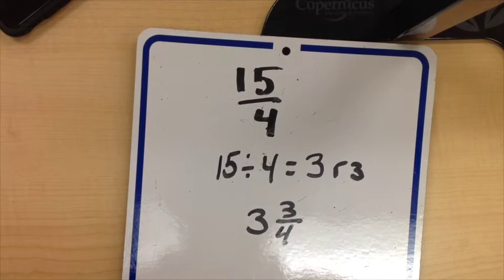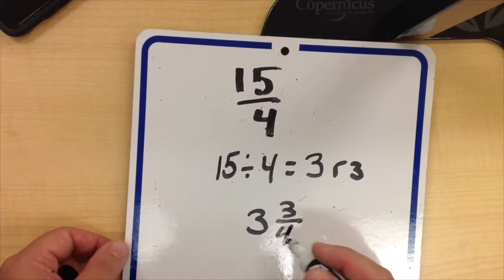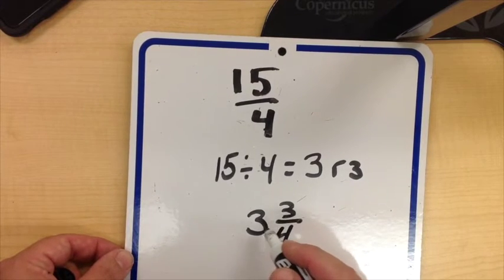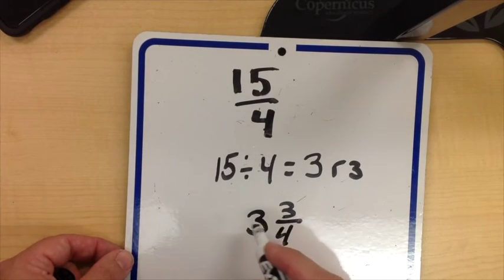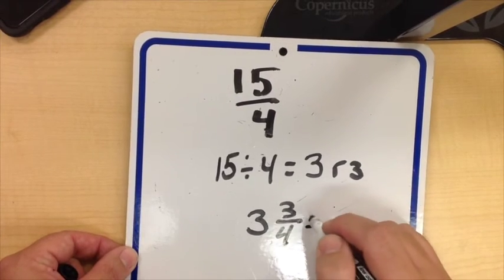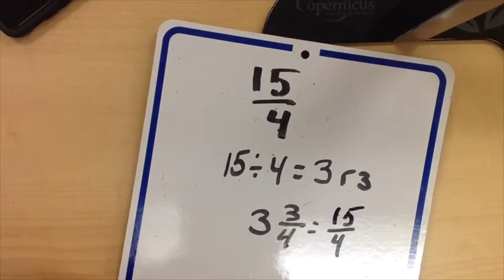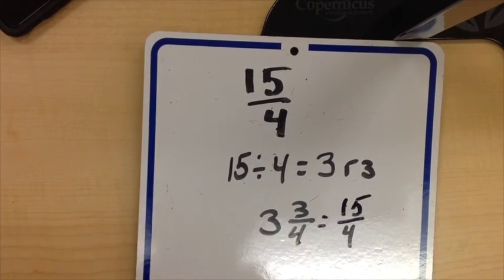And just to make sure this works, let's put it back from a mixed number to an improper fraction and see how it looks. 4 times 3 is 12. 12 plus 3 is 15. And we keep the same denominator. So there you go. That's how we convert an improper fraction into a mixed number.